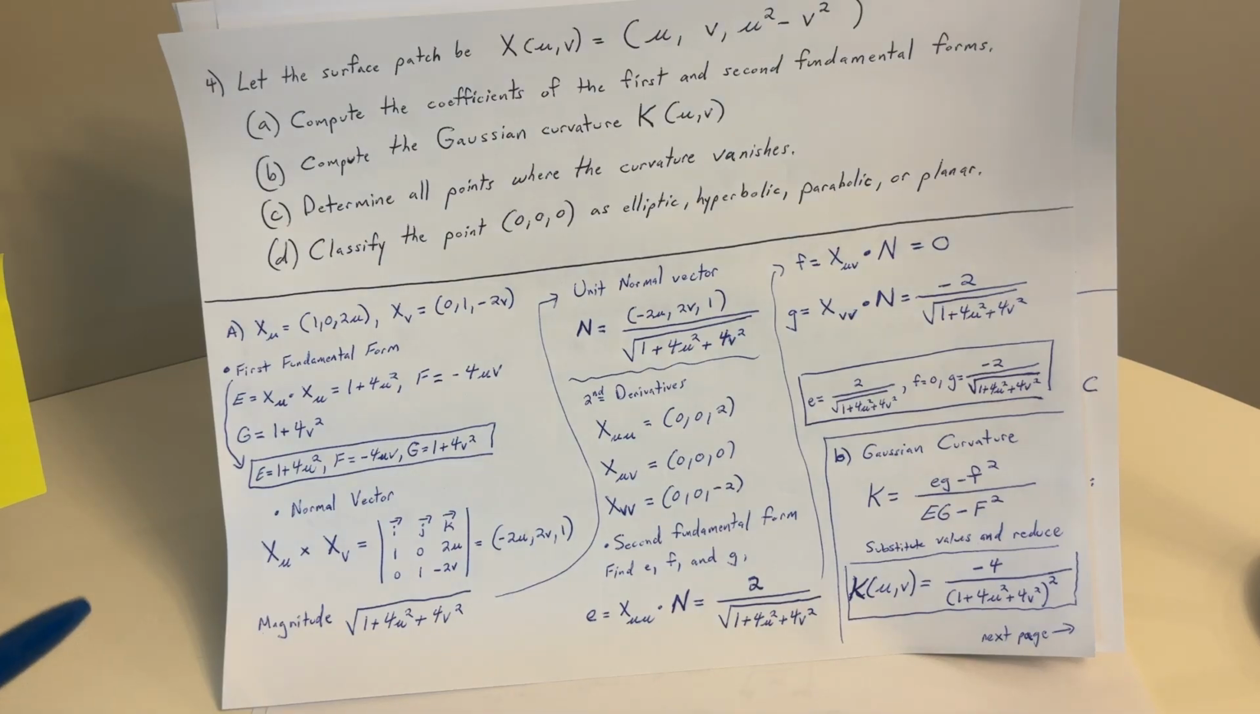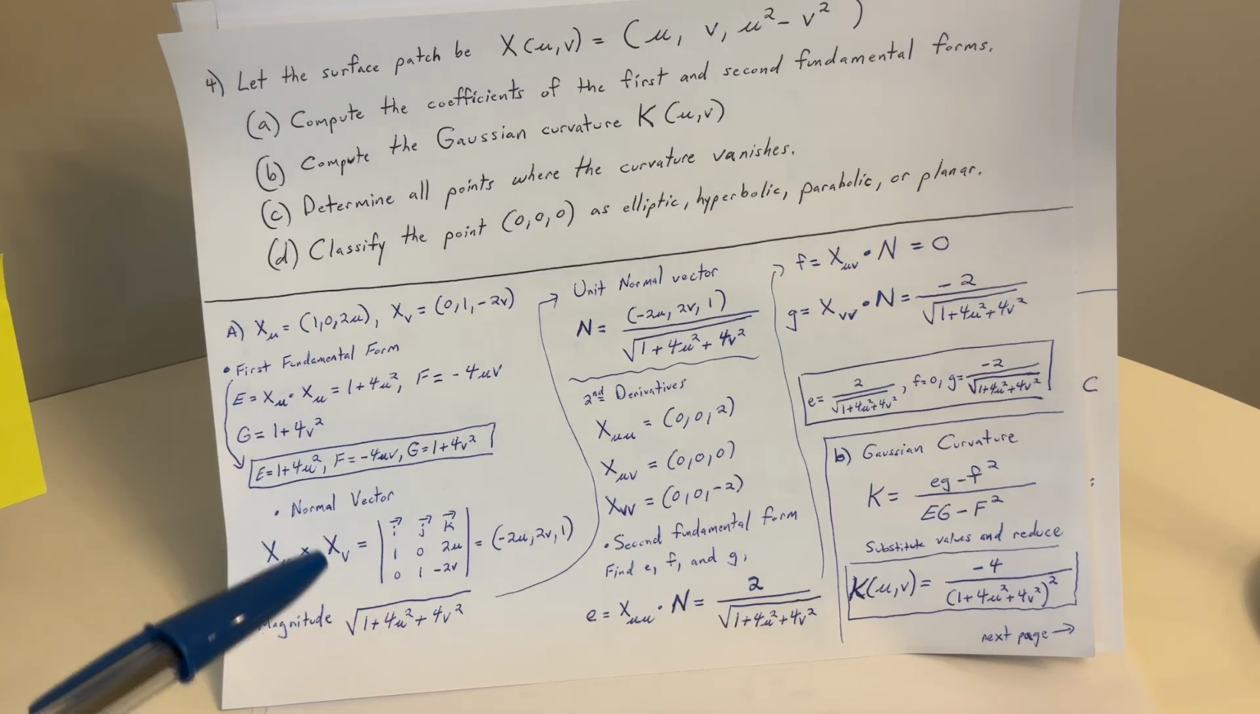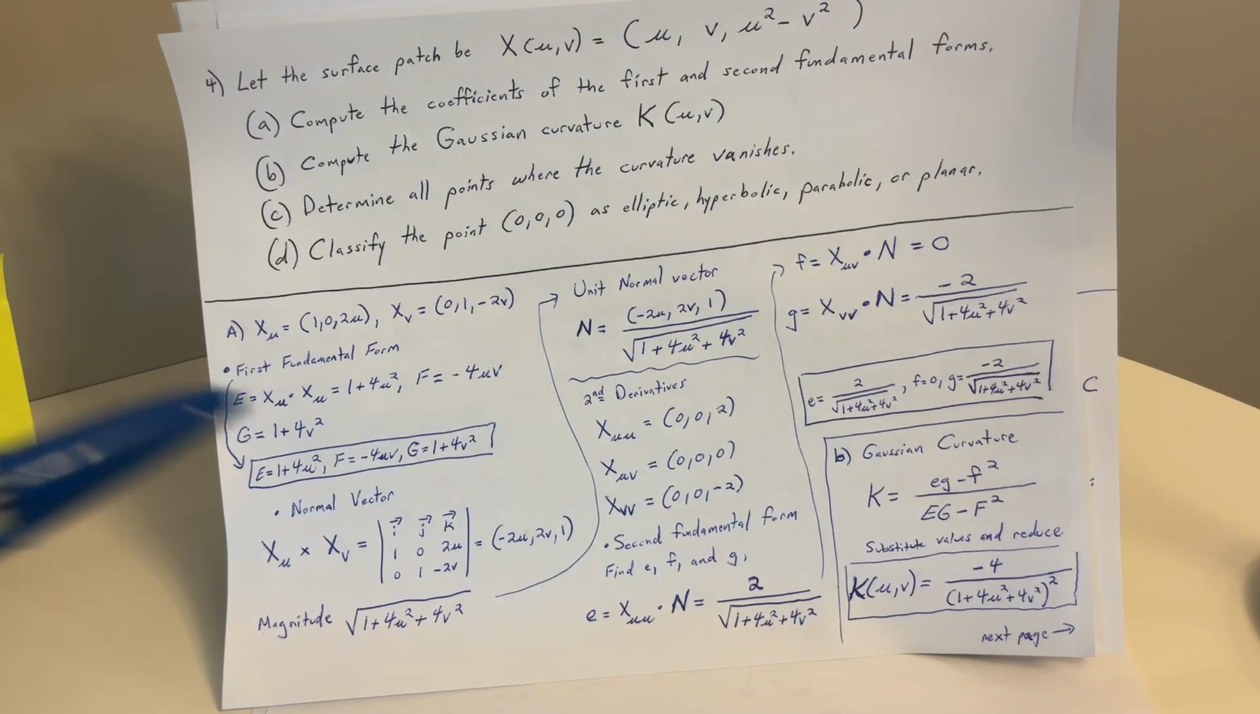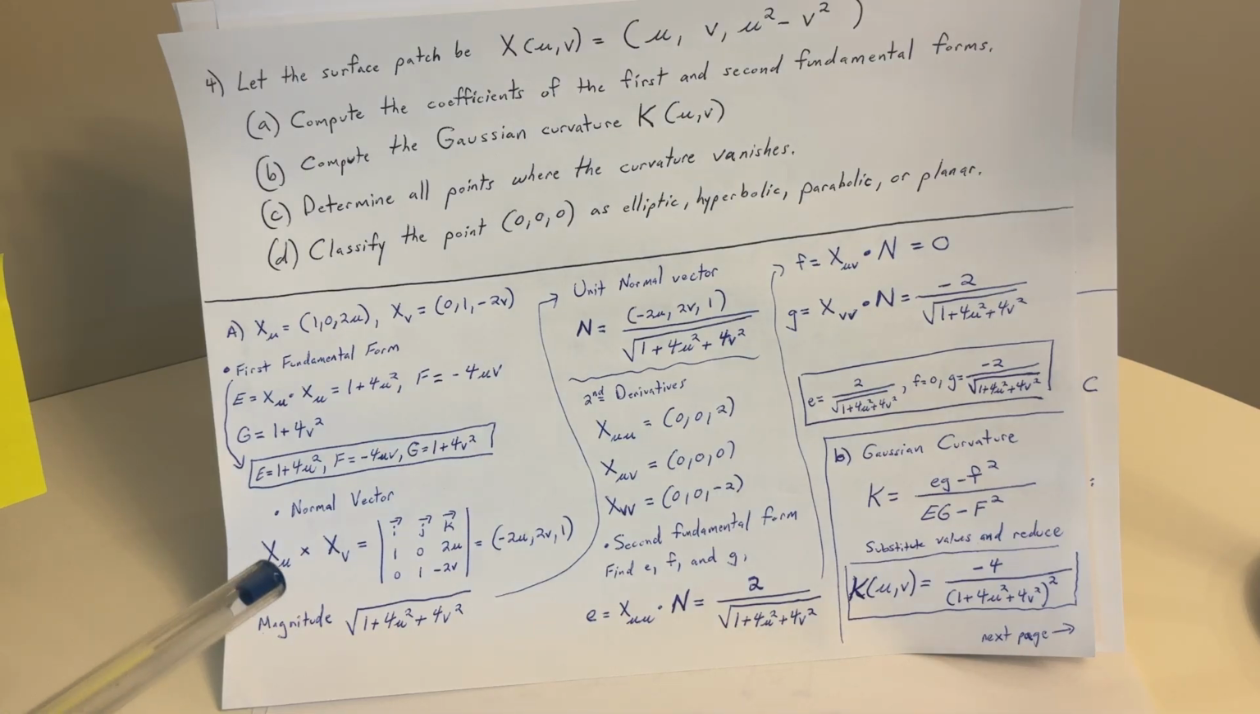Okay, so we have a normal vector. And then we take the cross product here, x of u crossed with x of v. And we get the following, negative 2u, 2v, 1. And taking the magnitude of that, we get the square root of 1 plus 4u squared plus 4v squared. Okay? So, building on that, we could get the unit normal vector. So some more computation. Unit normal vector is going to be negative 2u, 2v, 1, the cross of x sub u and x sub v over the magnitude. So there is our unit normal vector.